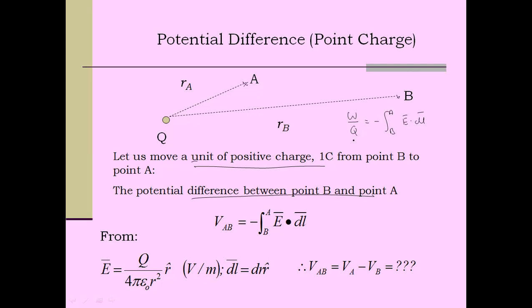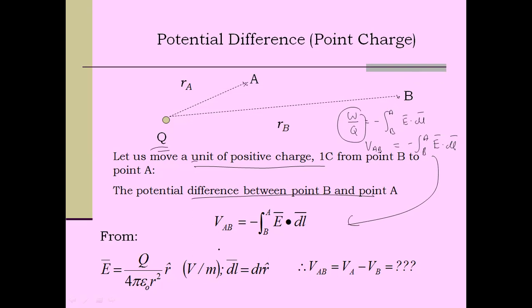So this W over Q from this definition can also be written as VAB, which is the potential difference between point B and point A. It can be further defined as the negative integration from B to A of E dot dl, which has been stated in this equation here. Basically, that is the definition of a potential difference between 2 points A and B due to a point charge of Q.